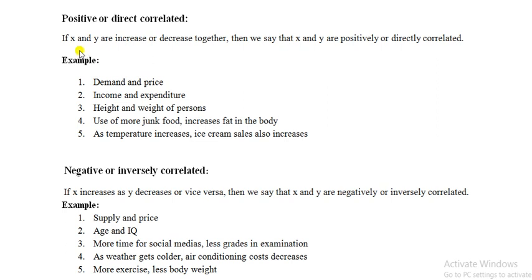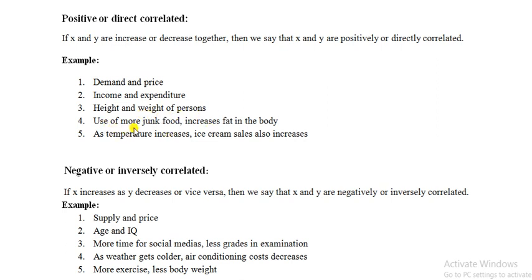It means that if x and y are two variables and these two variables either increase or decrease together, then we say that x and y are positively or directly correlated. For example, in market the demand of goods increases and price of the goods also increases. Income of a person increases, his expenditure also increases. The height of the man increases, it increases weight of the person.